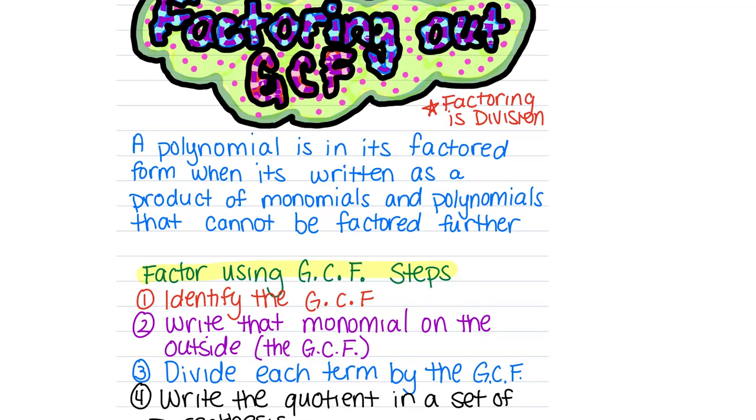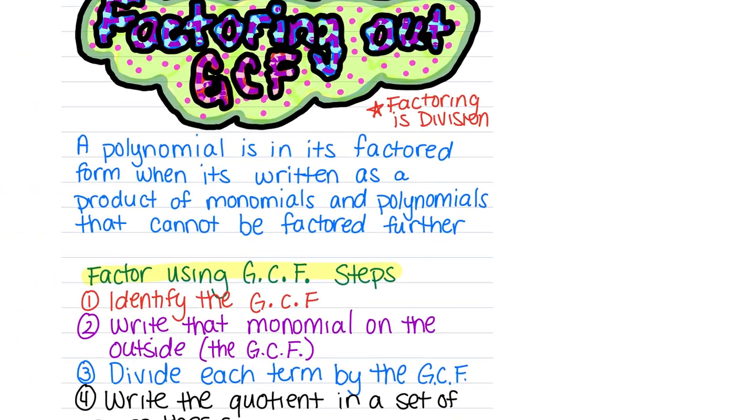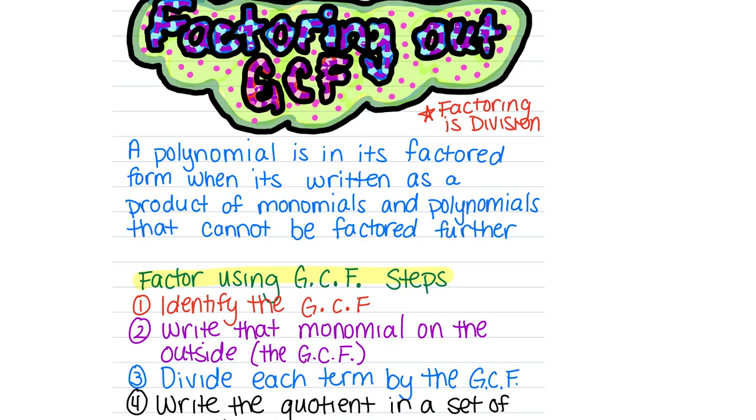Yesterday we talked about the greatest common factor. Today we're going to be talking about how we factor out the greatest common factor. You'll see that this says factoring is division. So we've learned how to add, subtract, and multiply polynomials. Today we're going to be talking about factoring, which is basically division.